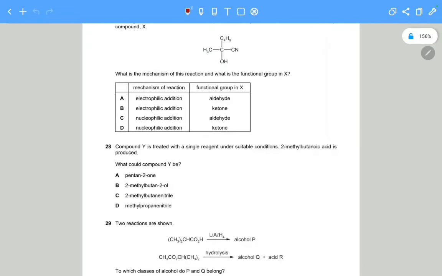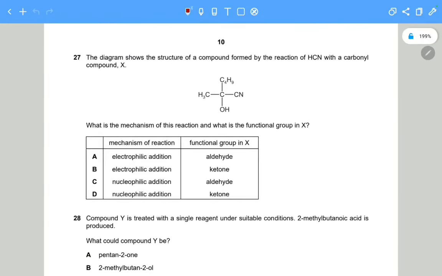Now, question 27. The diagram shows the structure of a compound formed by the reaction of HCN with the carbonyl compound X. What is the mechanism of this reaction and what is the functional group in X? So, you see the cyanide group, the hydroxyl group, and you see HCN with the carbonyl compound. Immediately, it should come to your mind, it's a nucleophilic addition reaction. So, C and D, one of them will be the answer. And the functional group in X should be a ketone because we have two R groups.